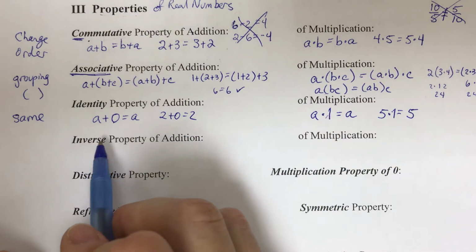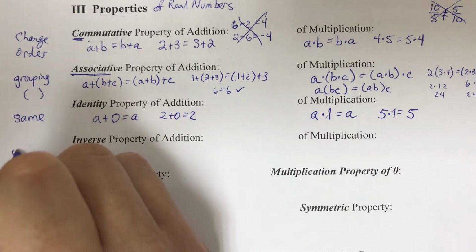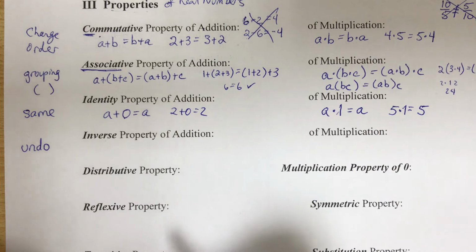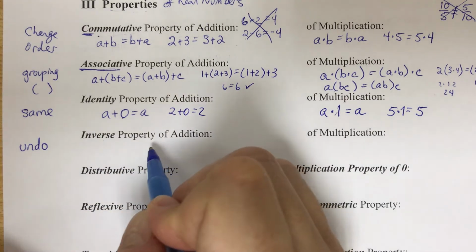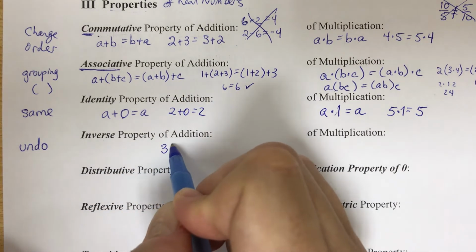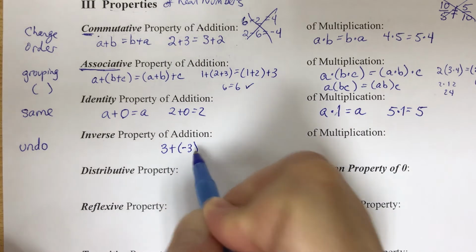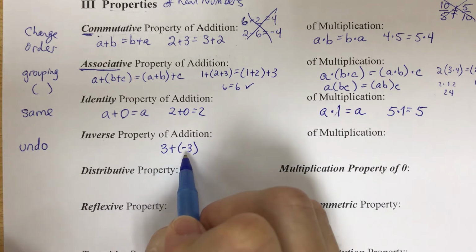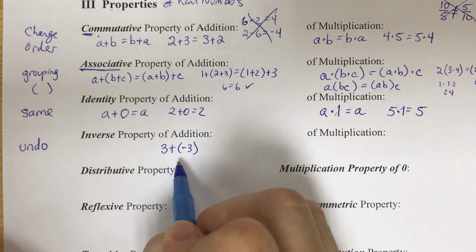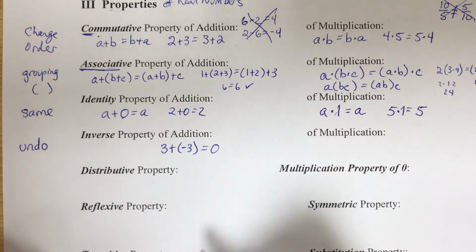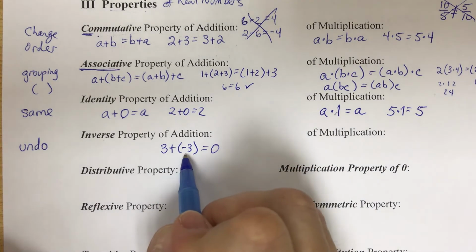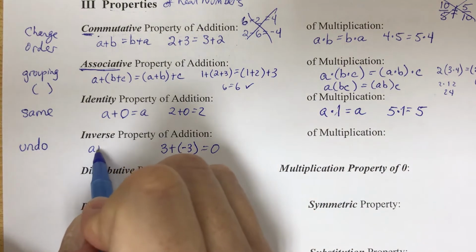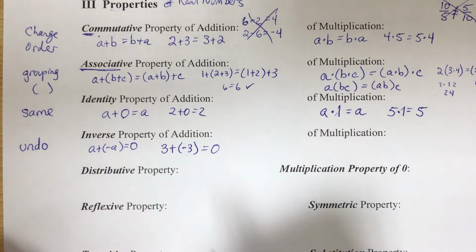Now, inverse, I am thinking of undoing something. Okay, I will sometimes say reverse the process. If I have a value, I'll actually use a number first, 3, but then I add the opposite of 3. So let's say I have $3, but then I lose $3. Well, I'm right back to where I started, which is 0. So when you add the opposites, that is called the inverse property of addition. A plus the opposite of A equals 0.